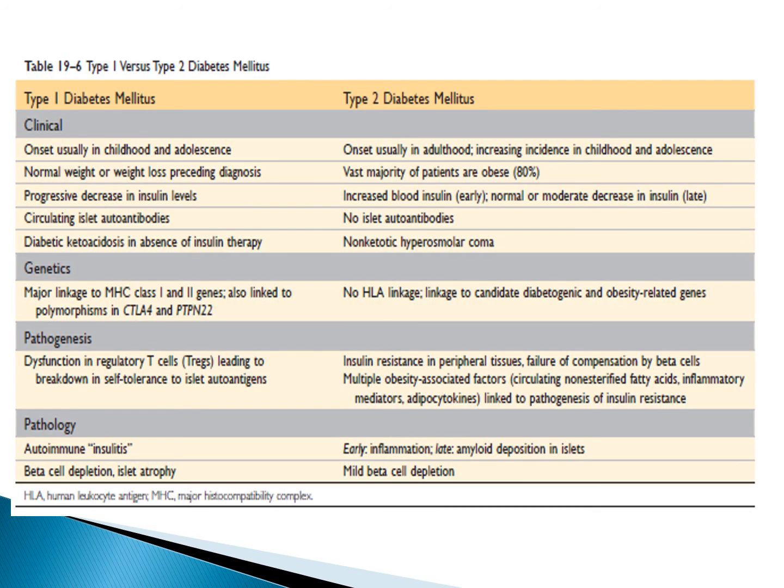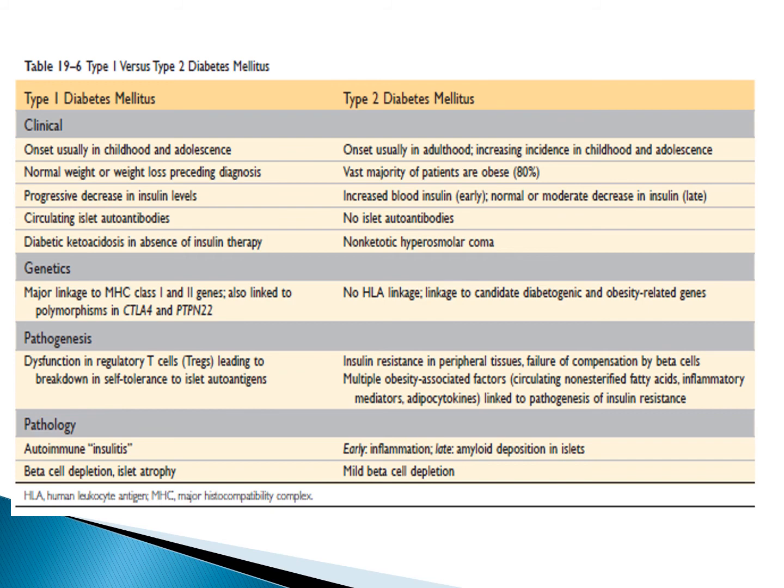This table is very important in order to differentiate between type 1 diabetes and type 2 diabetes. Regarding the clinical manifestations, type 1 mostly occurs in childhood and in adolescence. Patients are usually normal in weight at the onset of the disease. They start to lose weight later on with the progressive decrease in insulin levels due to the damage in the pancreas. Circulating islet autoantibodies, antibodies against the pancreatic beta cells, and in the absence of insulin therapy the patient enters diabetic ketoacidosis, which is the acute complication of type 1 diabetes.